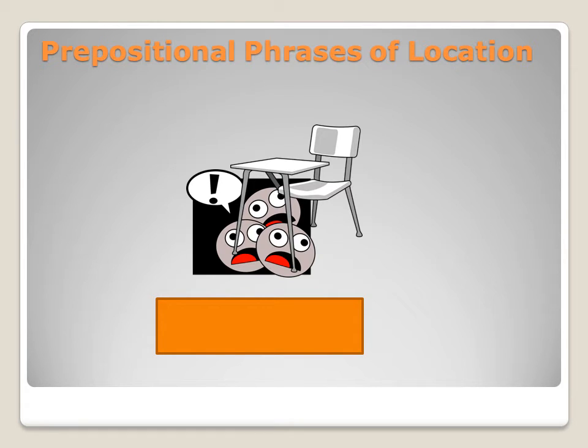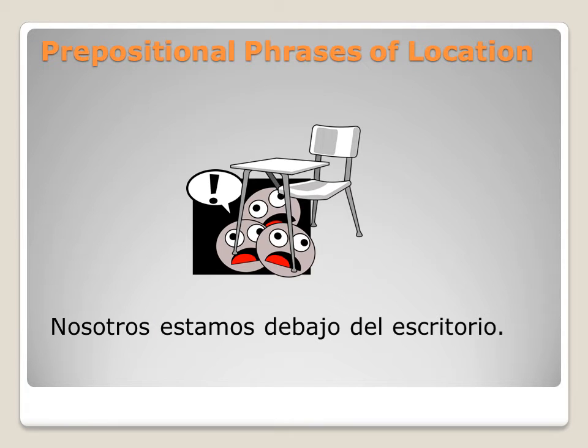Okay, so let's do some more practice here. Here we have our people talking, so we're going to be using the nosotros form. And there's the desk, el escritorio. So what would go in that blank space? Nosotros, blank, el escritorio. What do you think? Nosotros estamos debajo del escritorio. So we need the verb, estamos, and then they're under the desk. So nosotros estamos debajo del escritorio.